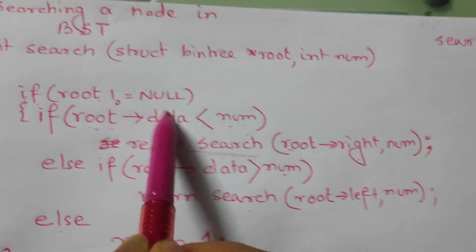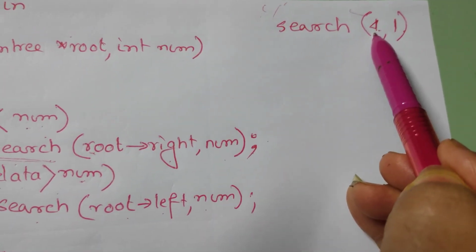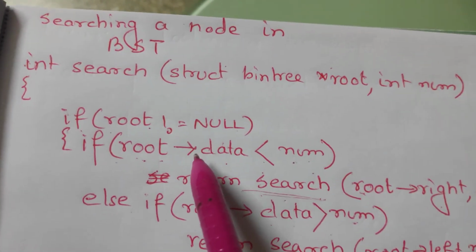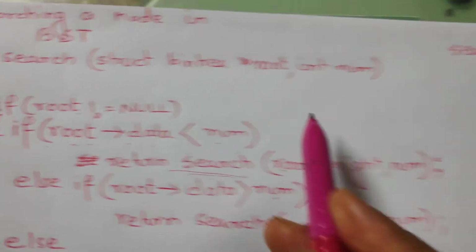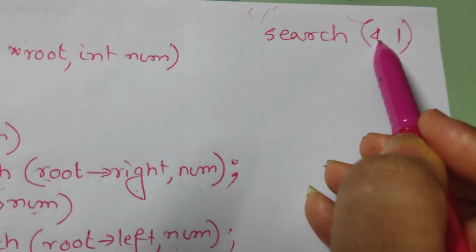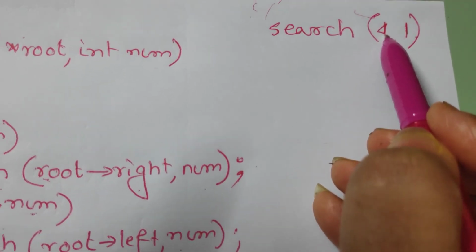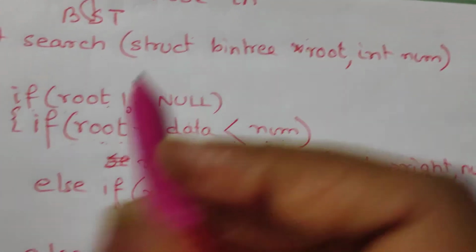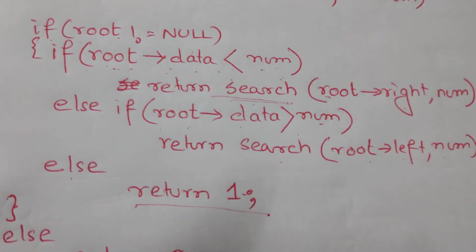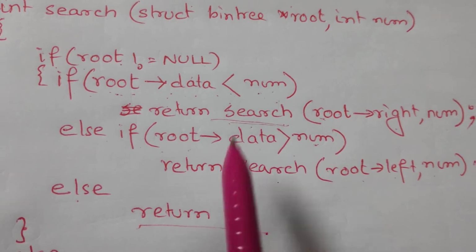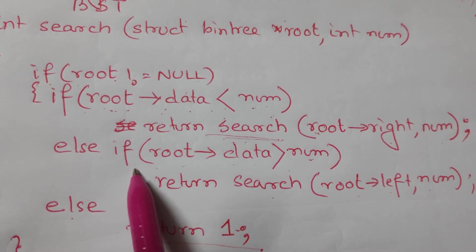If root not equals to null, so obviously 4 is not null. We will enter the if condition. If root data lesser than the number. Now what is the value of the root data? 4. Is it lesser than the number? No. So since root data is not lesser than the number, it will come to the else if part.